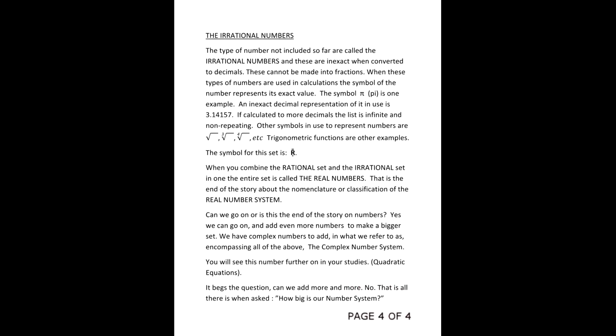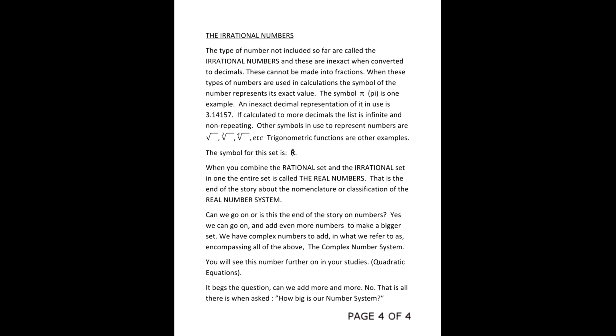The type of number not included so far are called the irrational numbers, and these are inexact when converted to decimals. These cannot be made into fractions. When these types of numbers are used in calculations, the symbol of the number represents its exact value, but as a decimal, it cannot always be shown as an exact value. The symbol pi is one example. If calculated to more decimals, the list is infinite and non-repeating.